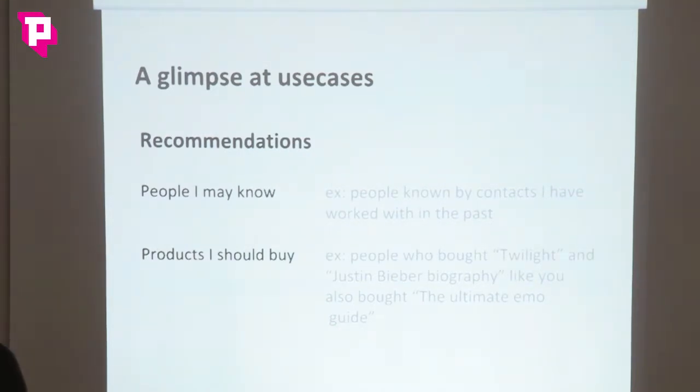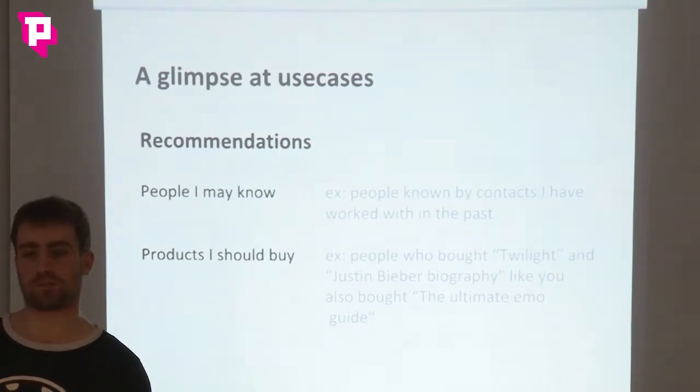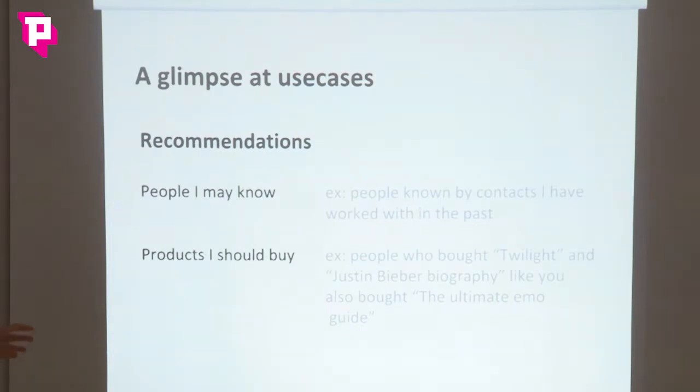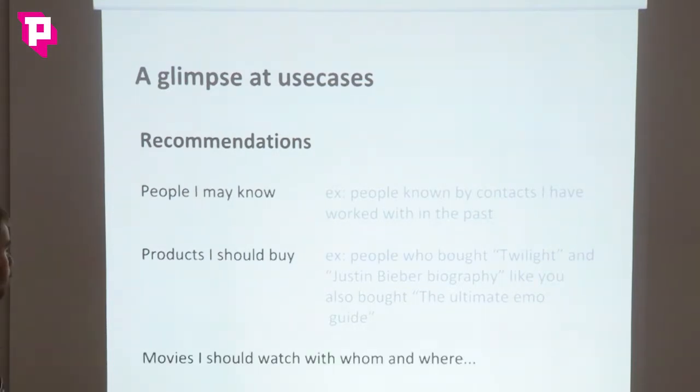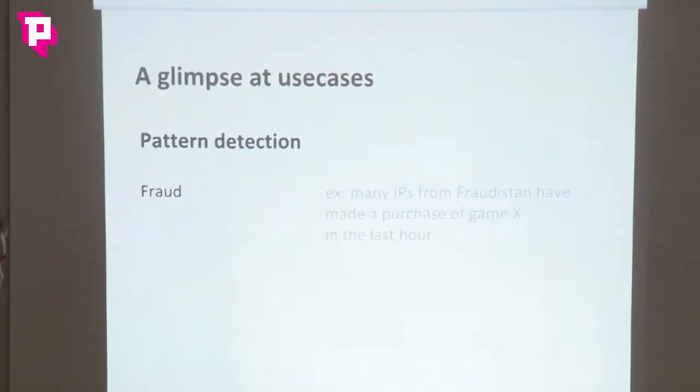Actually, that's an example. You just compare patterns and you see, oh okay, those guys bought those two books, but those who bought this one, you will probably be interested. And you can imagine much more scenarios. Which movie should I watch, with whom, where, etc. So recommendation is one field where graph databases can excel.